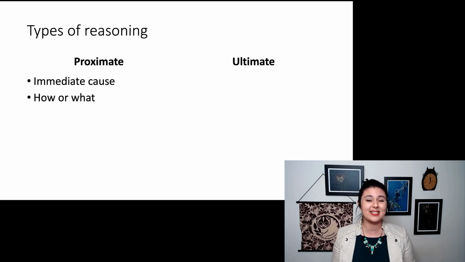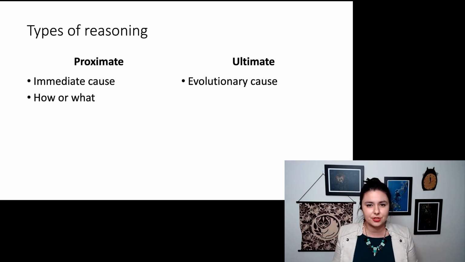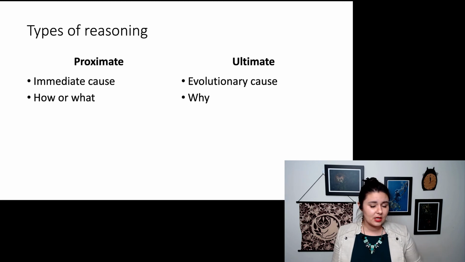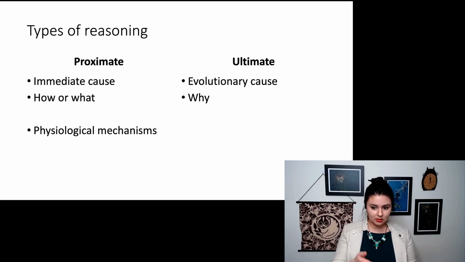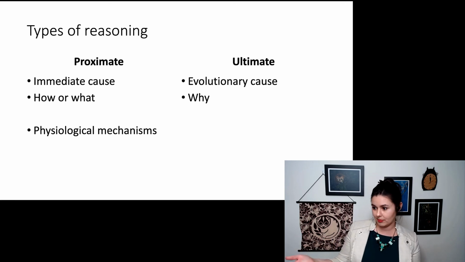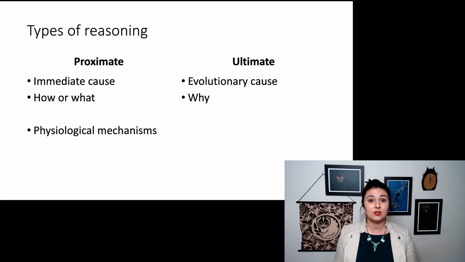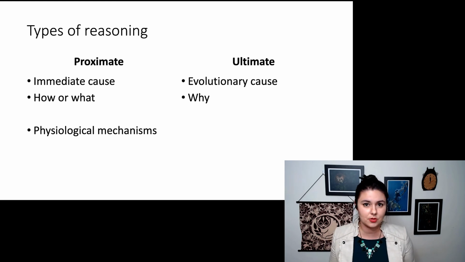The other one is ultimate reasoning. So now we're thinking about a really deep cause or the evolutionary cause. And these questions are going to be why. So a proximate reason, this is the physiological mechanism, literally how the thing happens. A classic question we talk about here is menopause. So you can go in and talk about all of the different hormones, how they're changing, when they're changing to cause all these symptoms to occur.